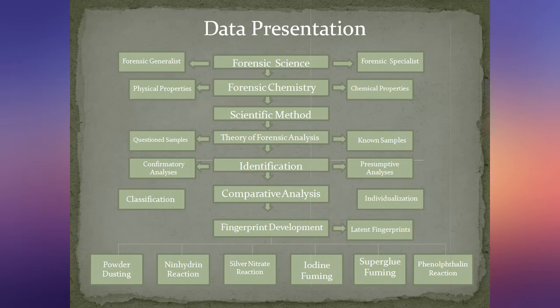Powder dusting. Powder dusting is the use of fine powders for dusting for fingerprints at a crime scene. Ninhydrin reaction. For years, biochemists have used the Ninhydrin reaction for both qualitative and quantitative determination of amino acids. Silver nitrate reaction. When silver nitrate reacts with any soluble chloride salt, the insoluble salt silver chloride is produced. The reaction occurs almost immediately.